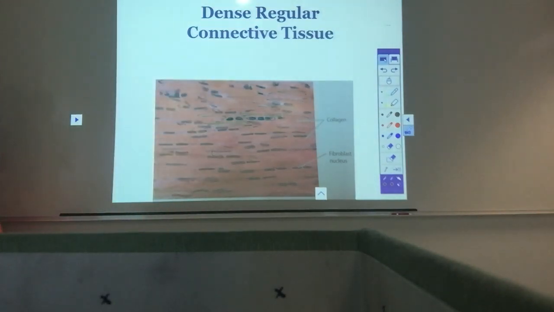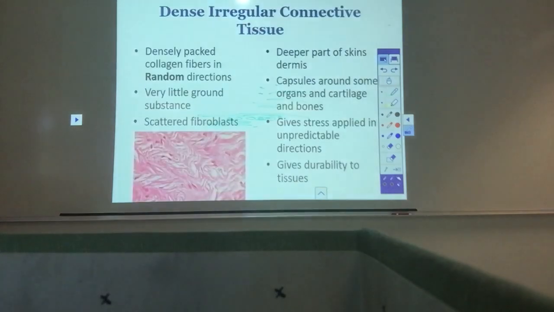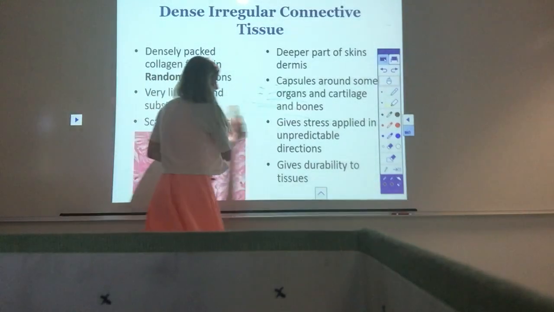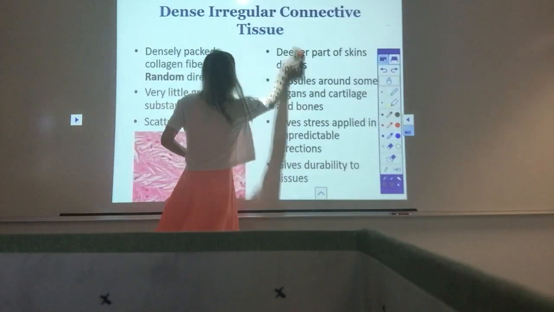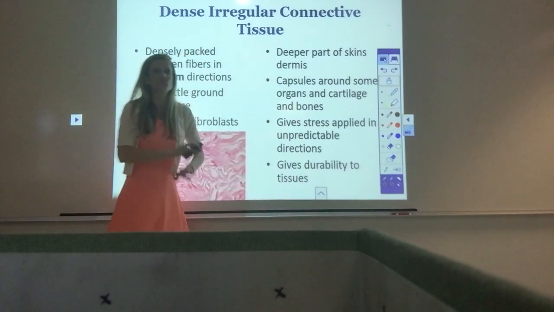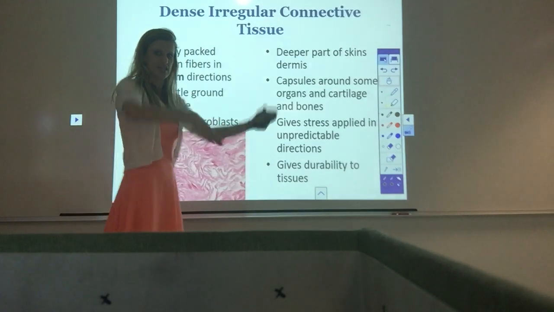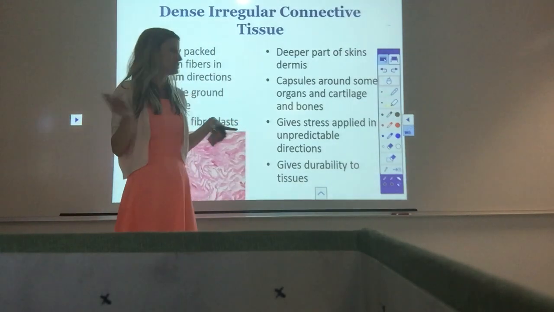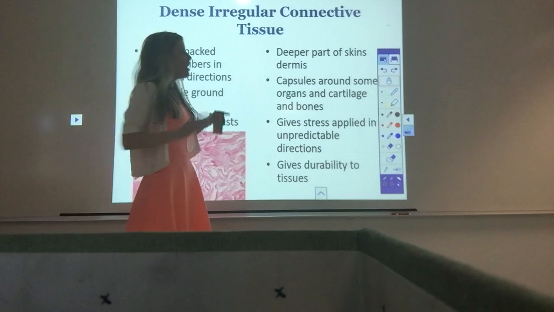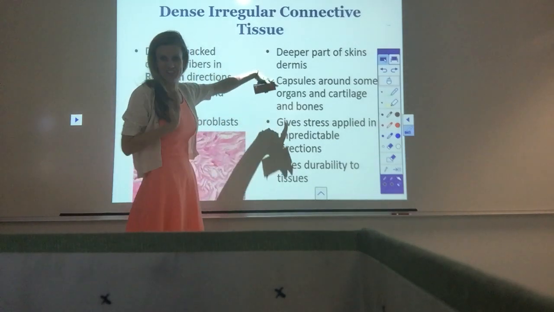Dense, regular connective tissue. Dense, irregular connective tissue, it's still dense. It's got a ton of collagen, but the collagen's really unorganized. Okay, the collagen is not in a regular line. It's all swervy and going in all different directions. Notice the collagen's going in all different directions.